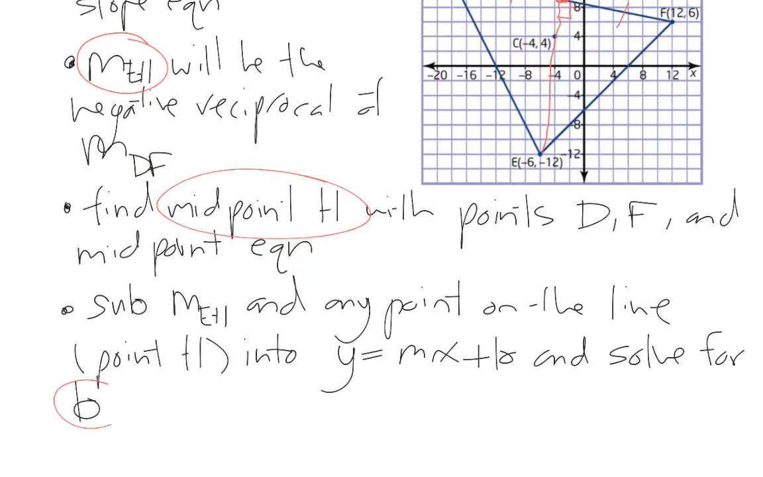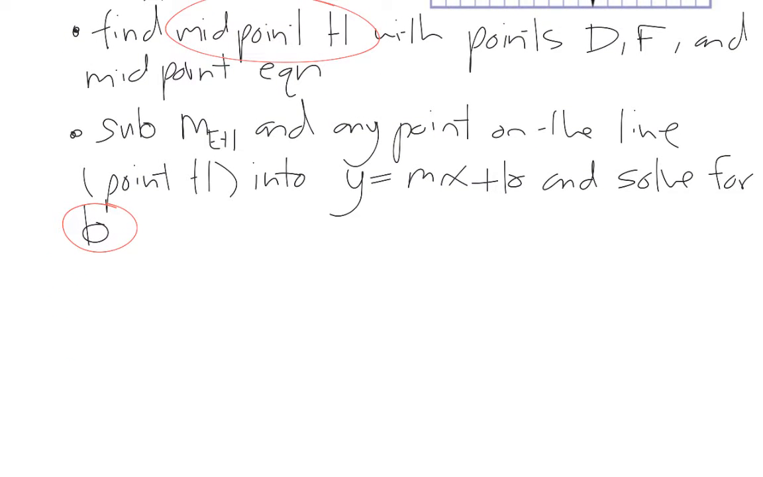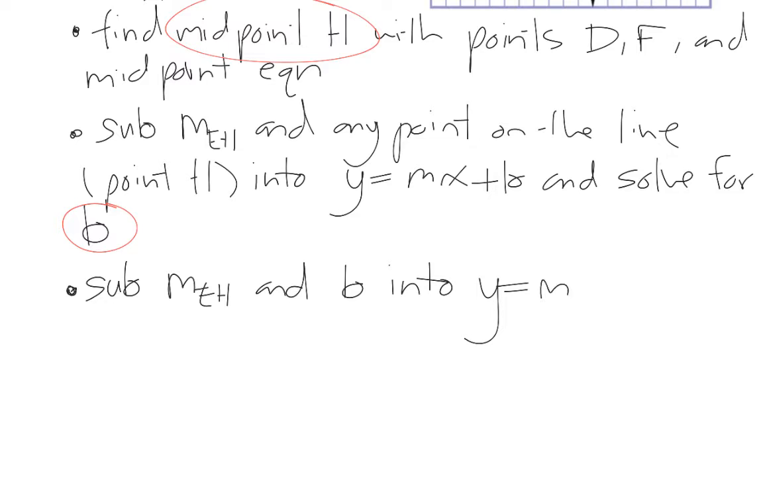Now that we've figured out what b is equal to, we have the slope already, and now that we've figured out b, we can write the equation of this right bisector. So I'm going to say sub the slope of EH and b into y equals mx plus b, and that will give you the equation of that right bisector.